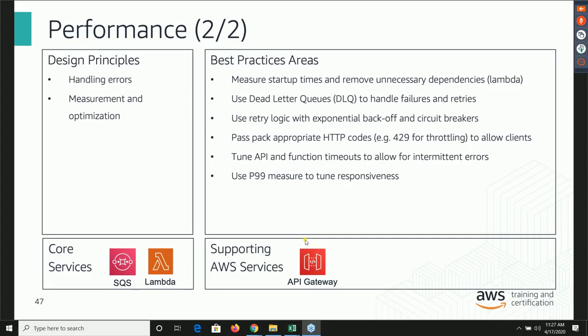So another aspect to consider is the languages. Now, there can be a choice. Lambda today, you can write in multiple languages, including Java, Go, PowerShell, Node.js, C#, Python, and Ruby. But some of these are interpreted languages and some of these are compiled languages. So there is a difference in terms of how this gets invoked.